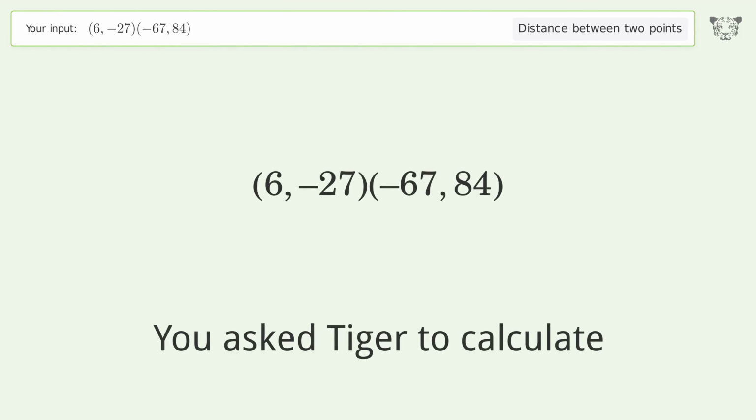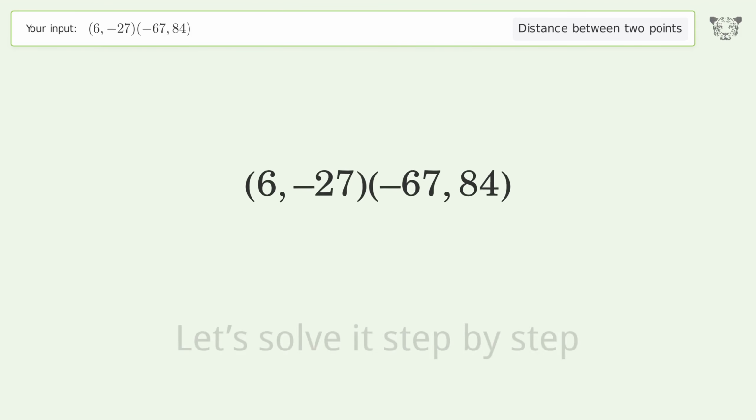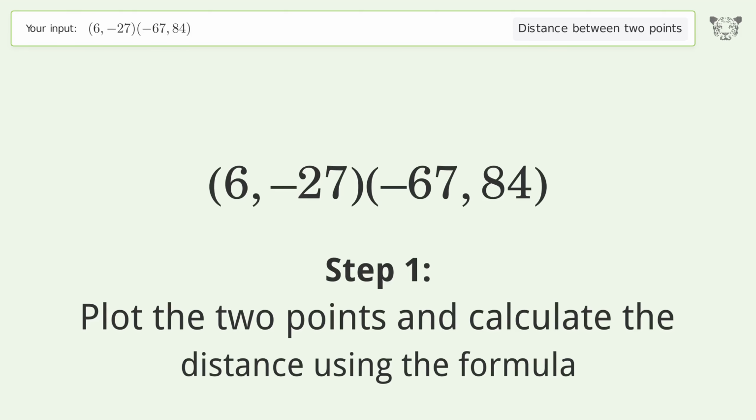You ask Tiger to calculate. This deals with the distance between 2 points. The distance between the 2 points is the square root of 17,650, or 132.853. Let's solve it step by step. Plot the 2 points and calculate the distance using the formula.